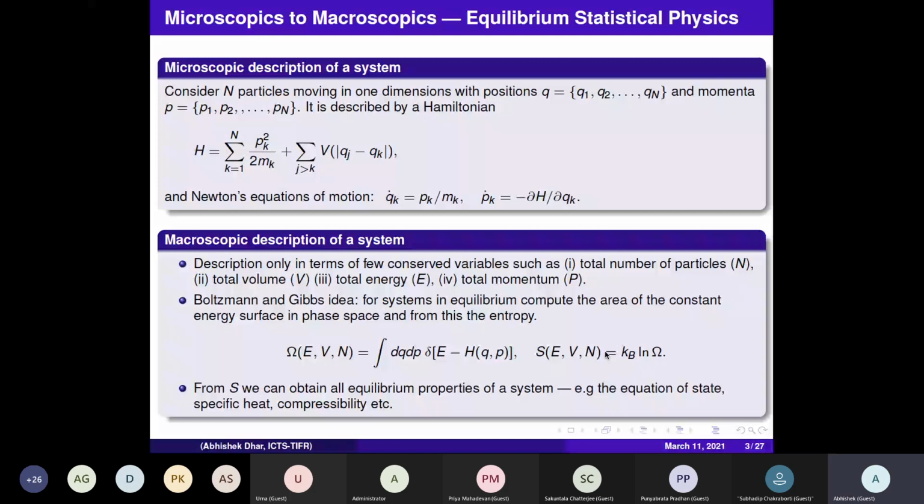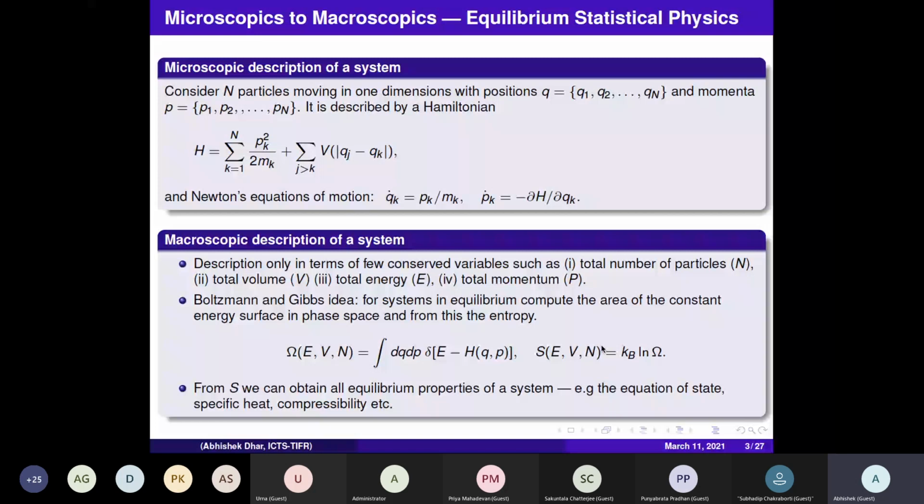And this is sufficient: once you know this entropy function, you can calculate all equilibrium properties of a system. For example, the equation of state, specific heat, compressibility, etc. Pretty much all equilibrium properties you can compute. If you think about it, it's quite a remarkable thing. And why it works is still a matter of constant discussion and research. But for equilibrium systems, this is how we do things, and I think everyone knows this.